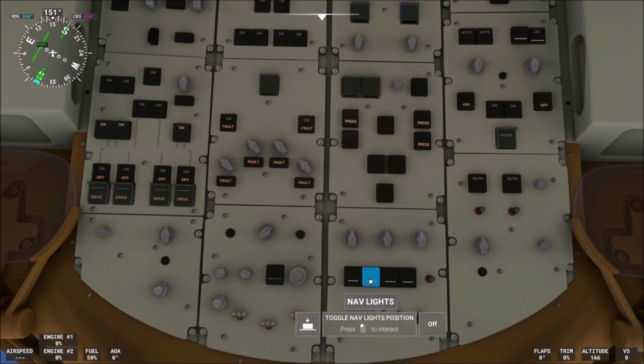Next is nav lights. Actually, I would suggest you to turn all the lights on, but anyhow. Next is nav lights, which must be set to on, and logo lights as required. It is the next one, so you can as well set this to on.